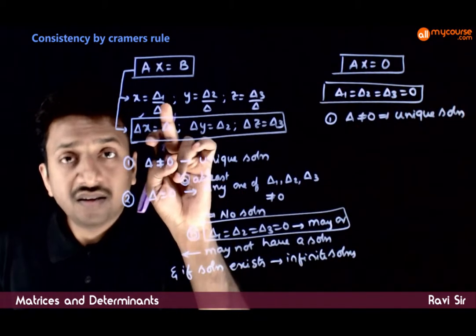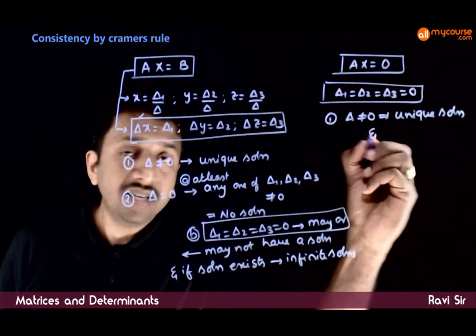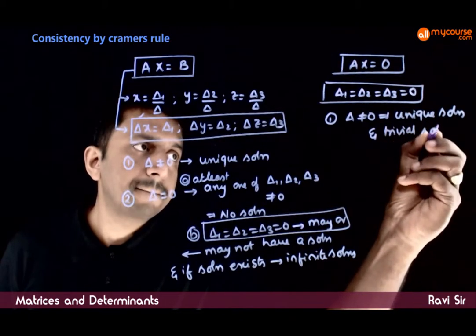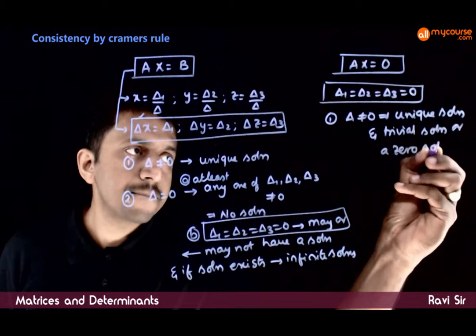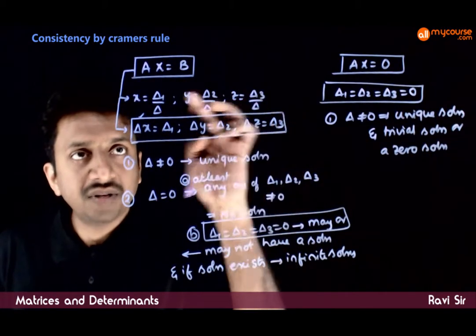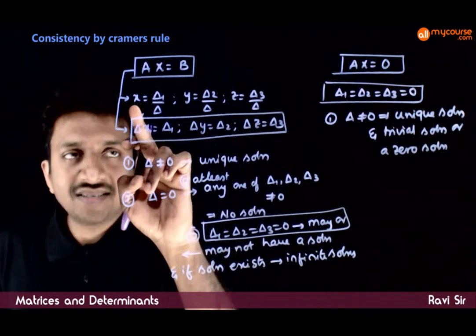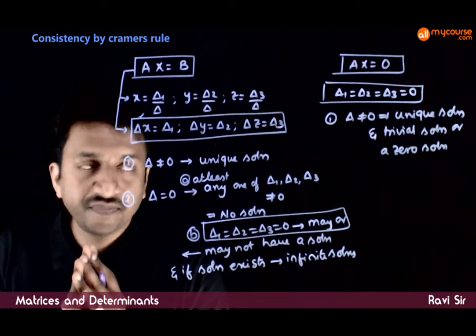If delta is not equal to 0, then you have a unique solution, and that solution will be a trivial solution, or a zero solution, because delta 1 is 0, delta 2 is 0, delta 3 is 0. 0 by any non-zero number is equal to 0. So x = 0, y = 0, and z = 0 are the only solutions.